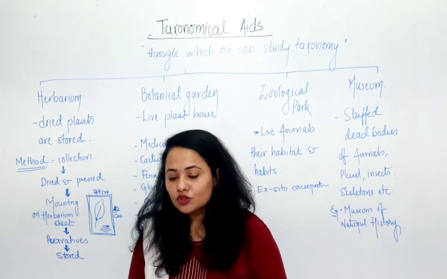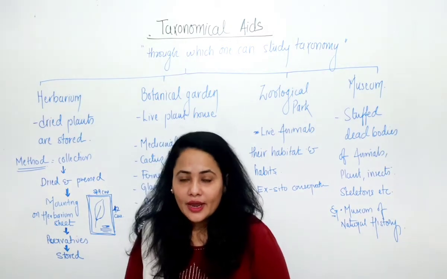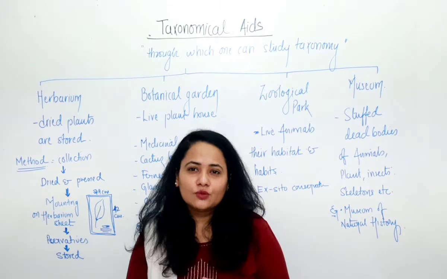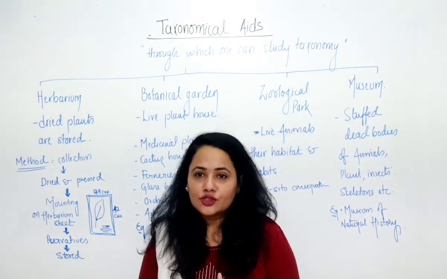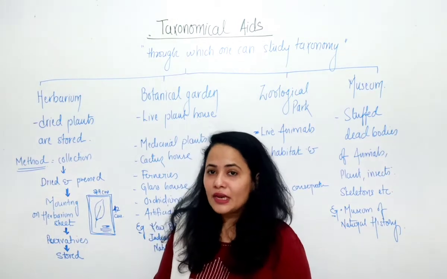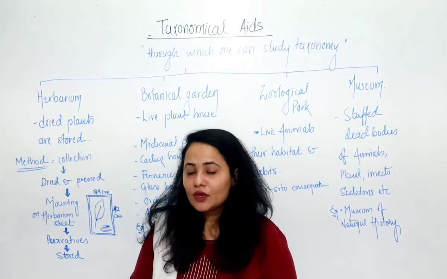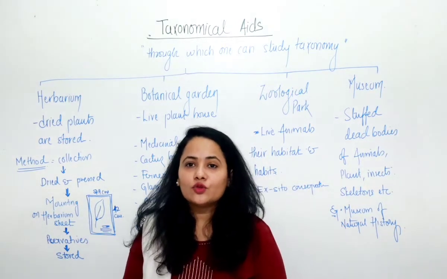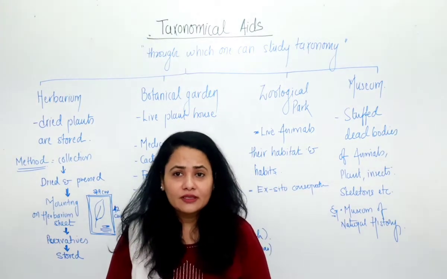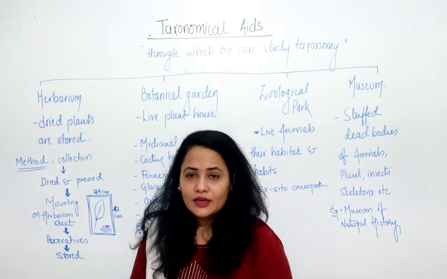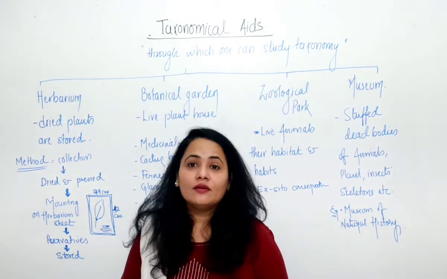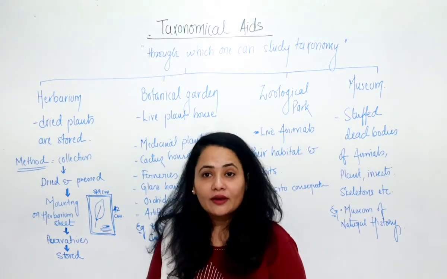Which kind of plants are stored? Dried. And they are stored on a particular paper-like sheet, which is what you call a herbarium sheet. So how do we go about making a herbarium sheet? The first thing is that we collect the sample. The sample is collected from whatever place it is. Secondly, it is dried and pressed. What do you mean by dried and pressed?